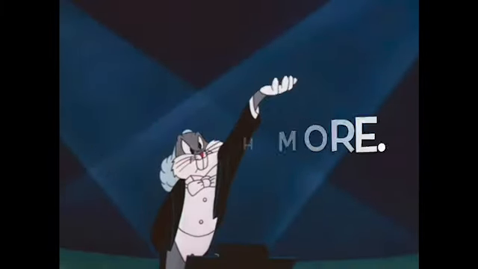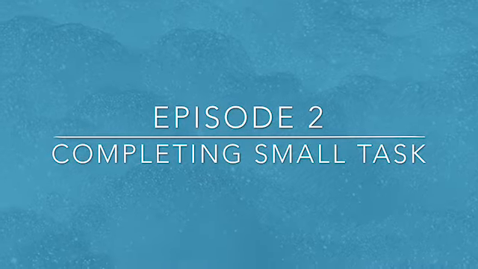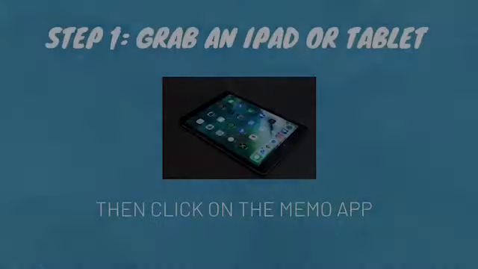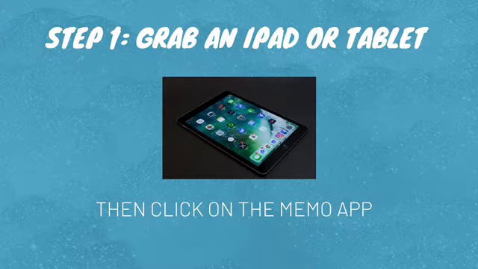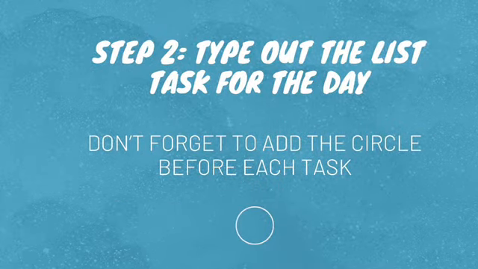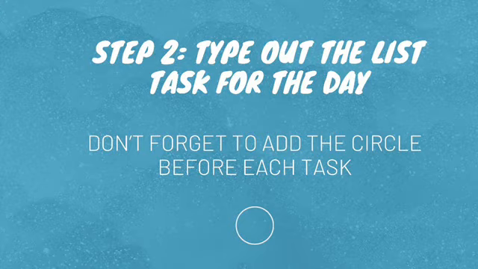Today's episode is about completing small tasks in 3 easy steps. Step 1. Grab an iPad or a tablet and then click on the Memo app. Step 2. Type out the list of tasks for the day. Don't forget to add the circle before each task.